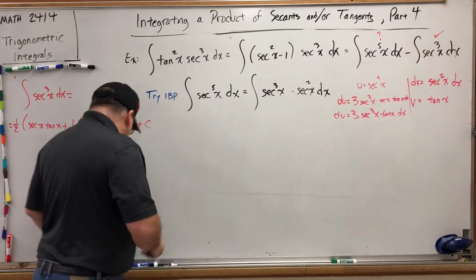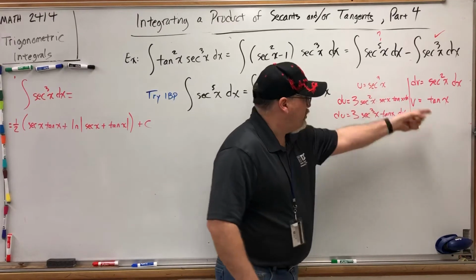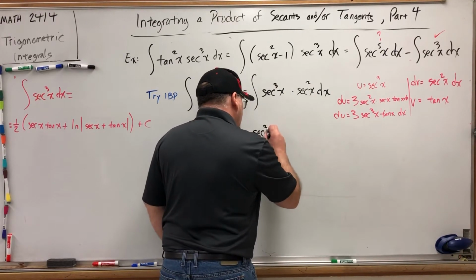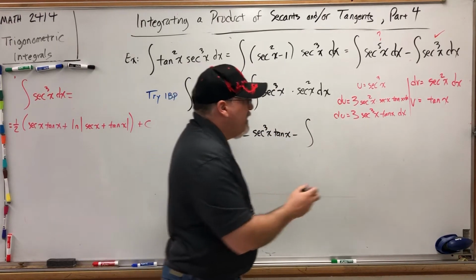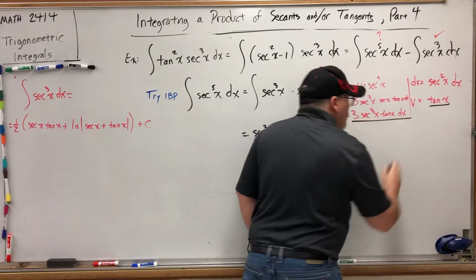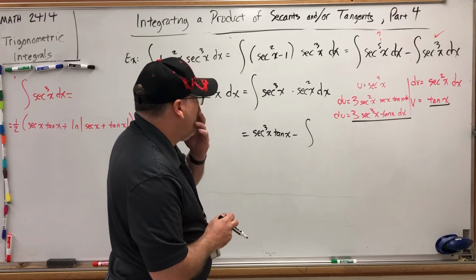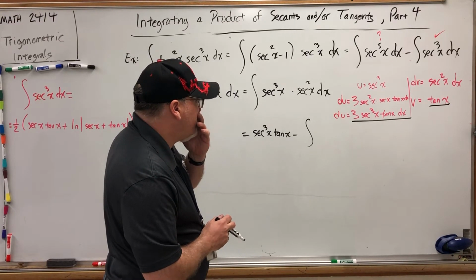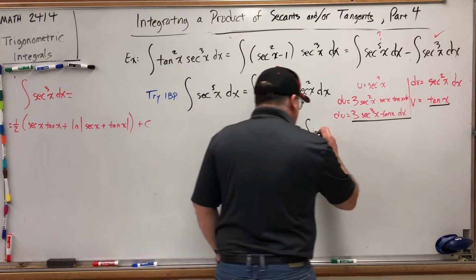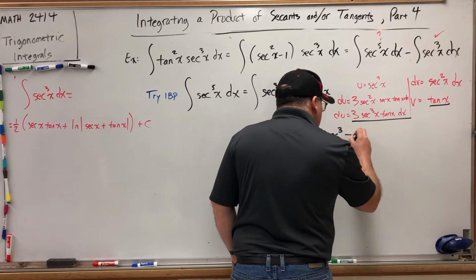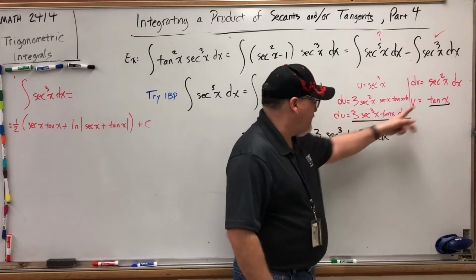All right, so let's set up integration by parts and cross our fingers. So u times v, so secant cubed times tangent of x, minus the integral of v du. Here's v, here's du, and when I put them together, I'll get 3 secant cubed tangent squared dx. Let me make sure that's right. 3 secant cubed tangent squared dx.